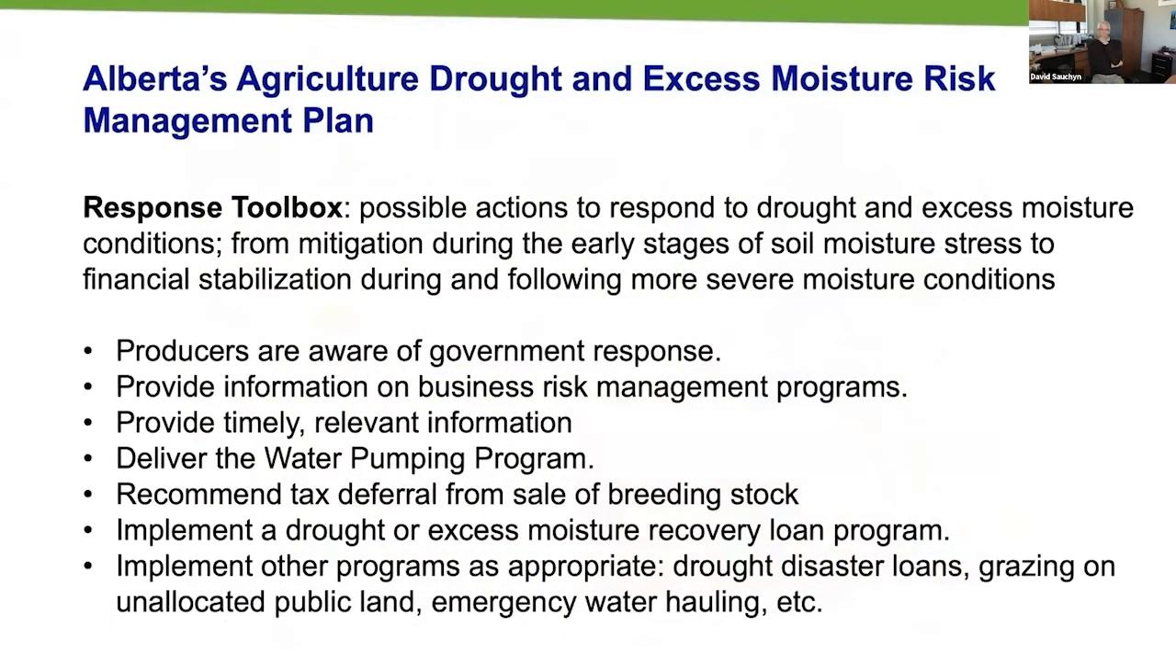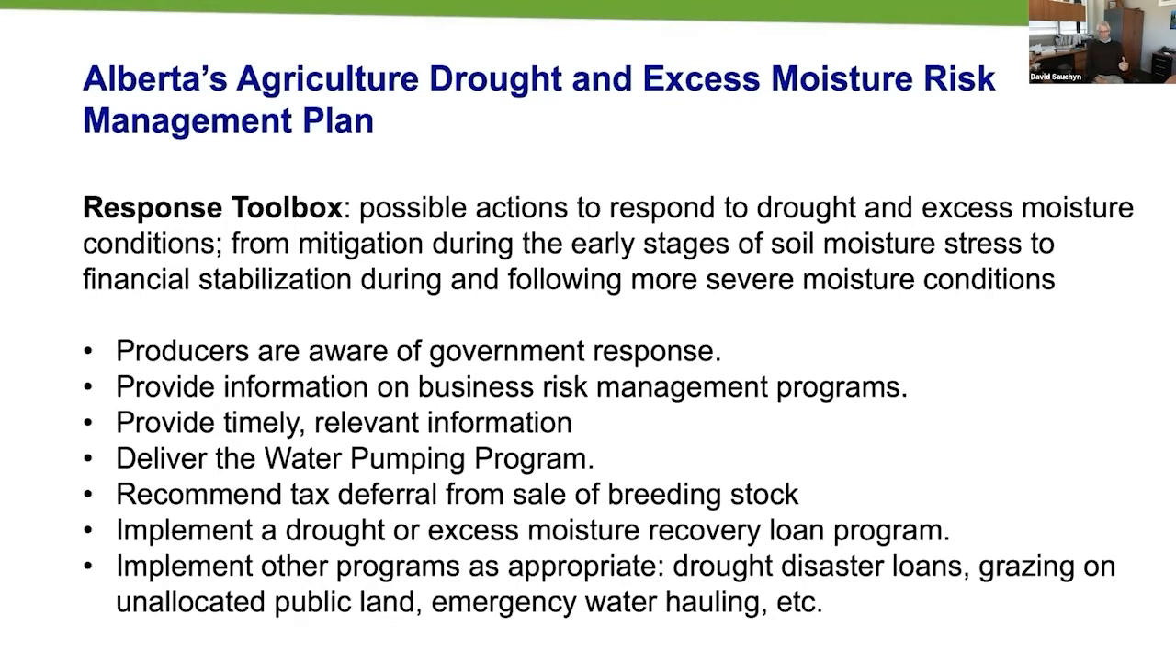Given the significance of soil moisture, one of the programs in Alberta that's especially important, and that Elaine referred to, is Alberta's Ag Drought and Excess Moisture Management Plan. An important resource and a great plan and a great document. This plan includes a response toolbox: the options and resources available during times of drought, being aware of government response, using timely, relevant information, risk management, water pumping programs, tax deferrals, and so on. I'll let you read this. But what I want to point out is most of this is just a reaction to the drought that has already occurred.